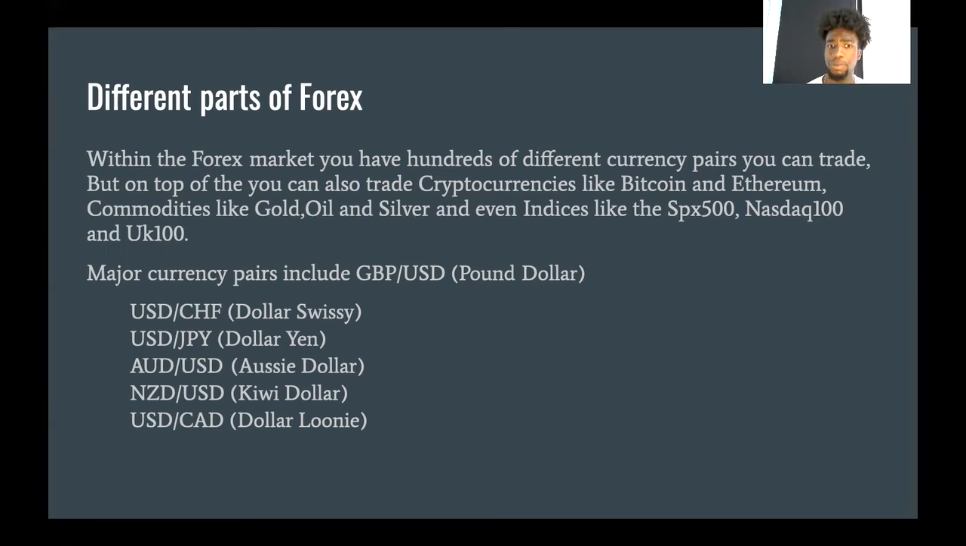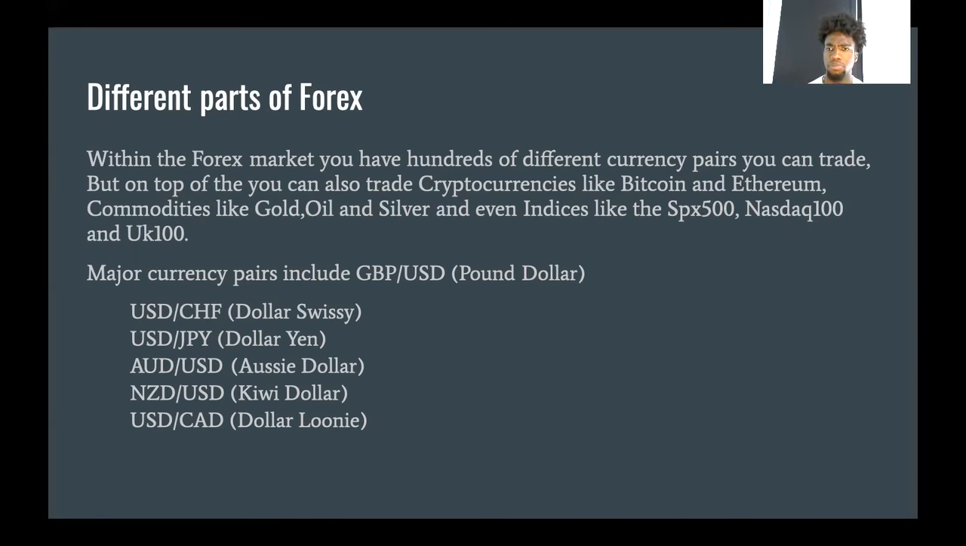So some of the major currency pairs include Great Britain pound versus US dollar, the US dollar versus the Swiss franc, US dollar versus Japanese yen, the Aussie dollar versus US dollar, New Zealand dollar versus US dollar, and US dollar versus Canadian dollar, right? So all of these are your major currency pairs. So you have USD, CHF, Aussie dollar, Great Britain pound, and we're also missing Euro USD. My bad, I just noticed that. But all of these are your major currency pairs that you are allowed to trade in.